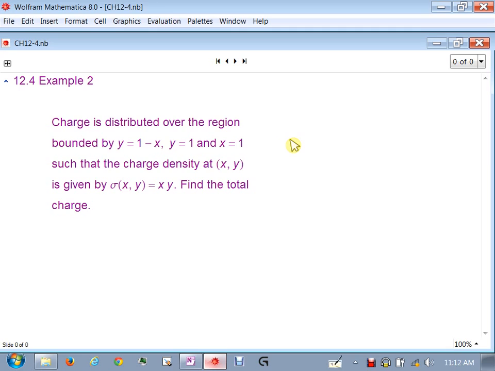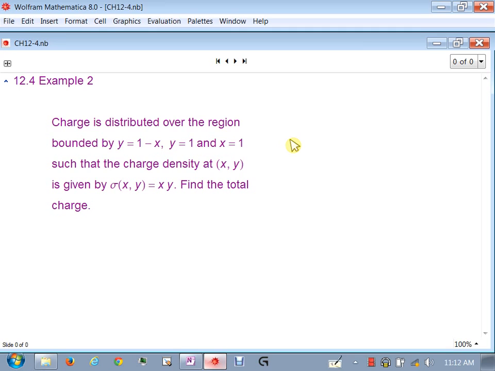The charge is distributed over the region bounded by y equals 1 minus x, y equals 1, x equals 1. That's the same exact region, right? Such that the charge density at xy is given by sigma xy equals xy. Find the total charge.